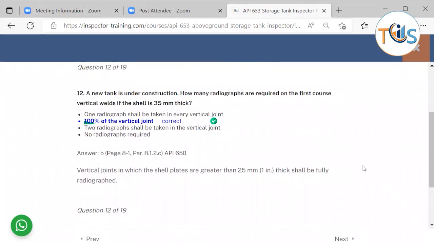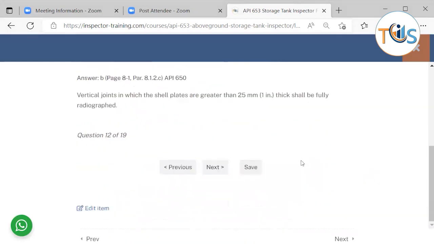A new tank is under construction. How many radiographs are required on the first course of vertical welds if the shell is 35 millimeters thick? So anything above 25 millimeters should be fully radiographed for 100% of the vertical joints. Here would be the answer.